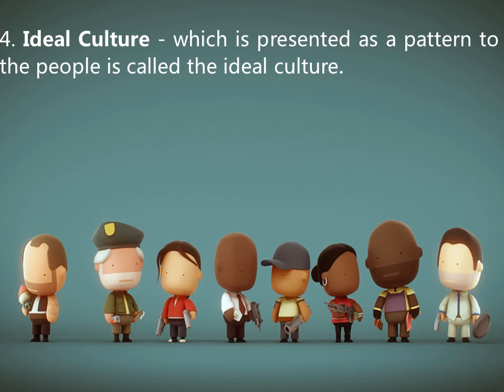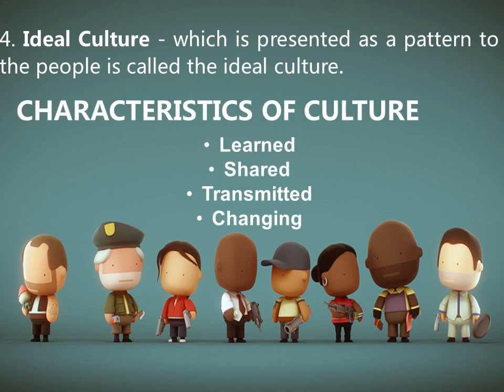Let us now move on to the characteristics of culture. Culture is learned, shared, transmitted, and changing. So why do we say that culture is learned? Because simply, it is acquired through education, training, and most especially experience. On the other hand, all traits, attitudes, knowledge, and any material objects like TV and automobiles are actually shared by members of society. Of course, when culture can be shared, it is also being transmitted.